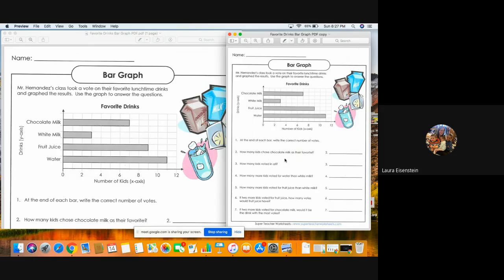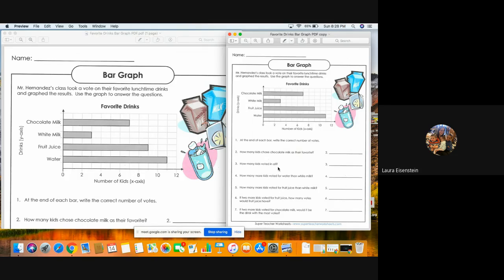So the first question asks us, how many kids chose chocolate milk as their favorite drink? So they just want us to look and see how many kids voted for chocolate milk. So that one's easy. We just look at the graph and see what number it lines up with, and we know what comes between 6 and 8, 7, right?